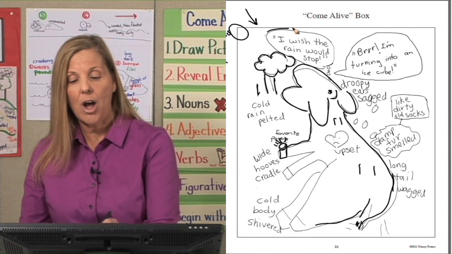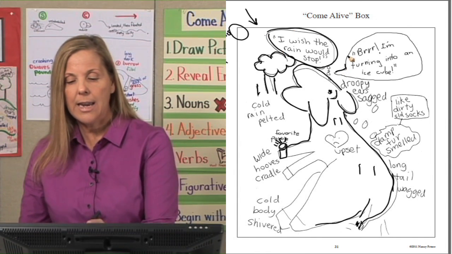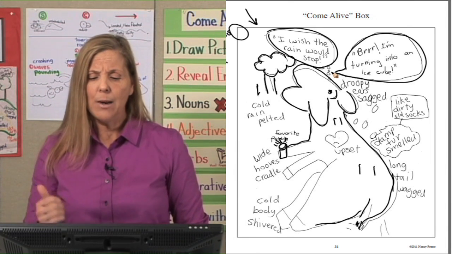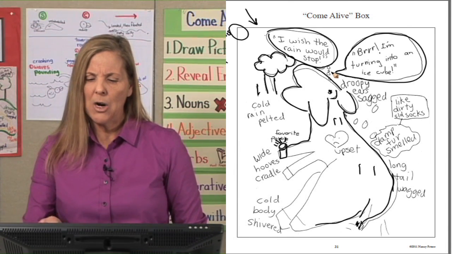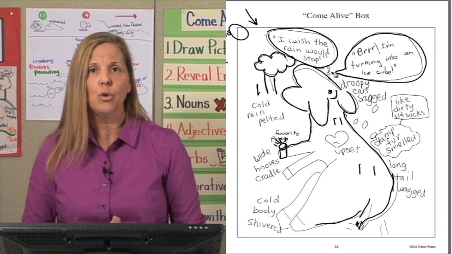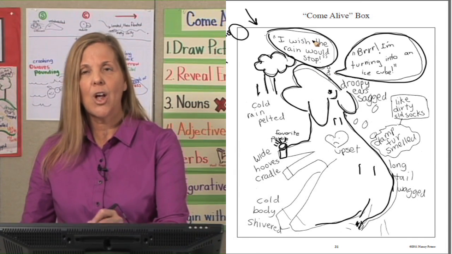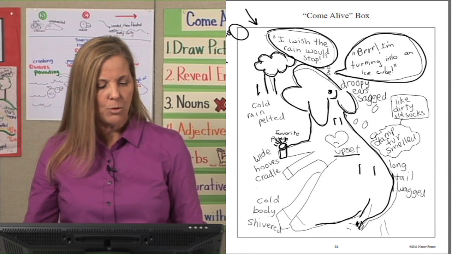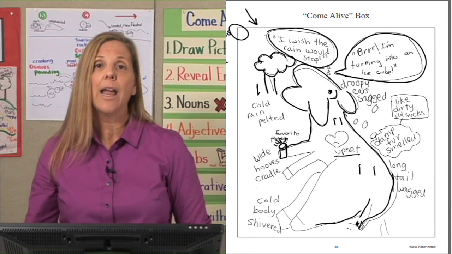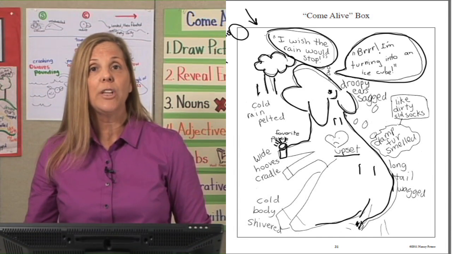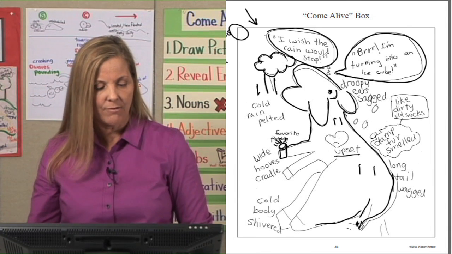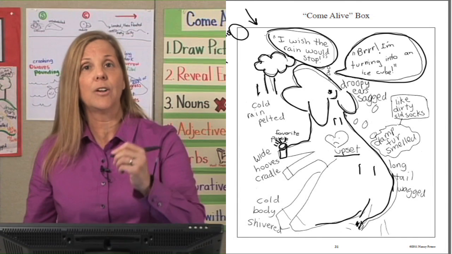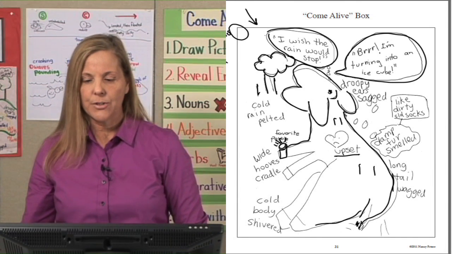Let's add thoughts, so here's our thought bubble, and dialogue to reveal how he feels. So we had, I wish the rain would stop, and brr, I'm turning into an ice cube. We have our drawing, we have thoughts, dialogue, and we know that he feels upset. Let's go to steps 3, 4, and 5. That's where we're going to make his appearance come alive by labeling the nouns, then the adjectives, and finally the verbs. We go to the nouns first.